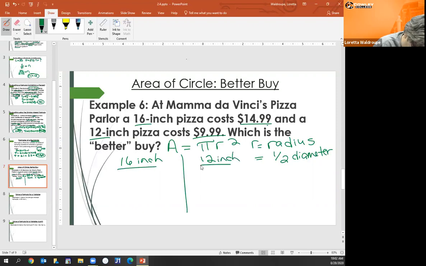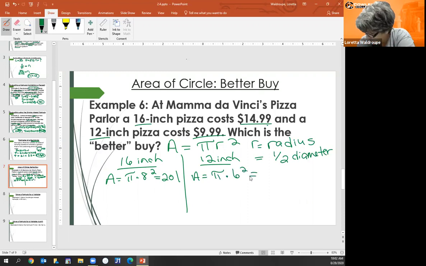So the area is pi times 8 squared, or what is pi times 8 squared? It's 201.06. So we're just going to round it to 201. Okay, for your 12-inch, it's pi, and half of your 12 would be 6 squared, and pi times 6 squared would be approximately 113.